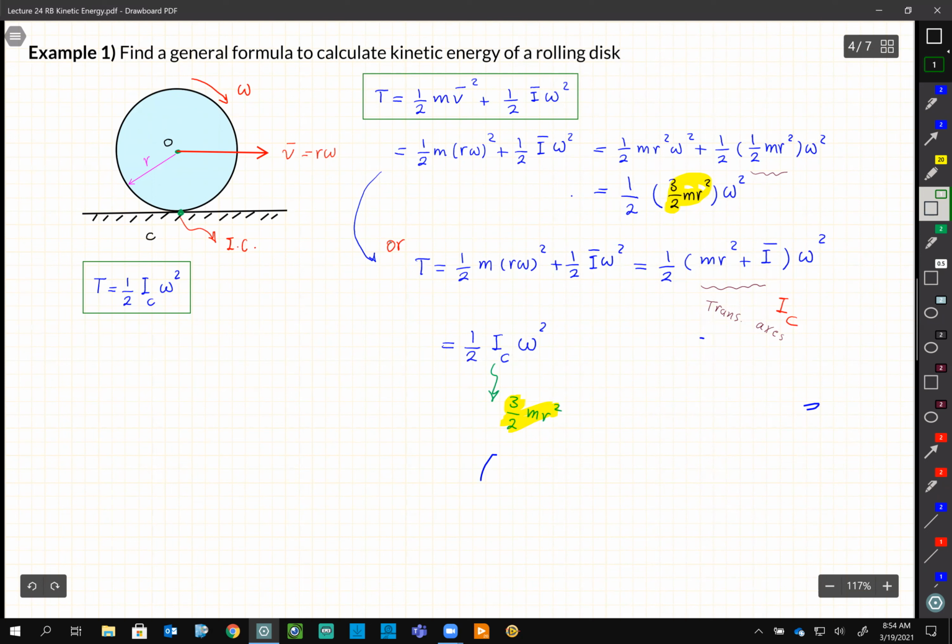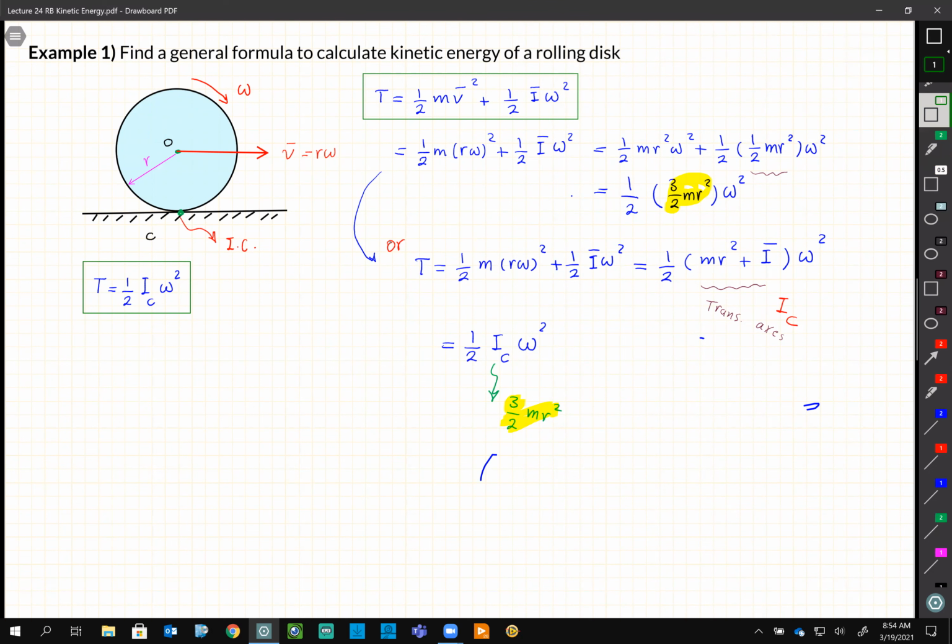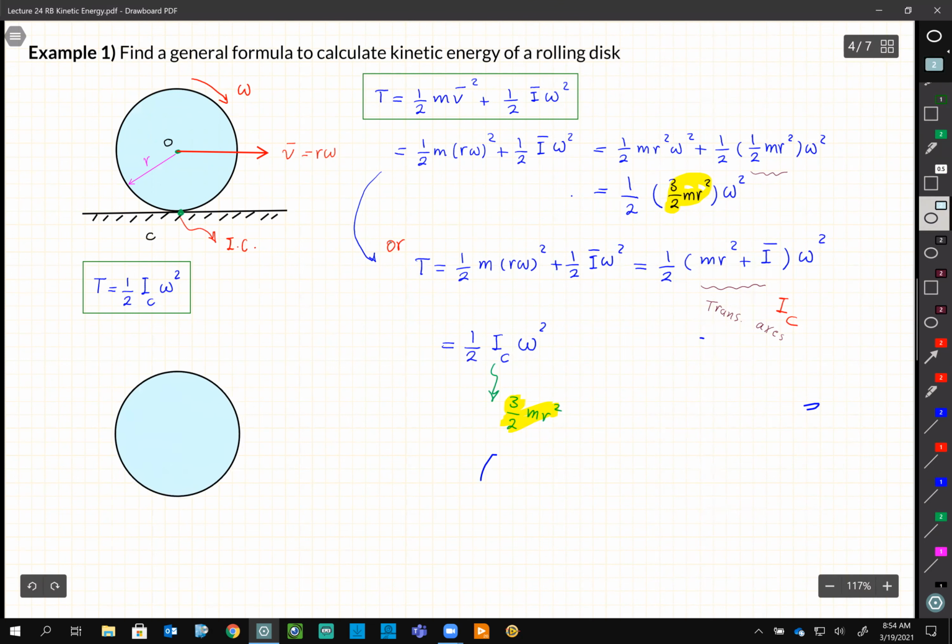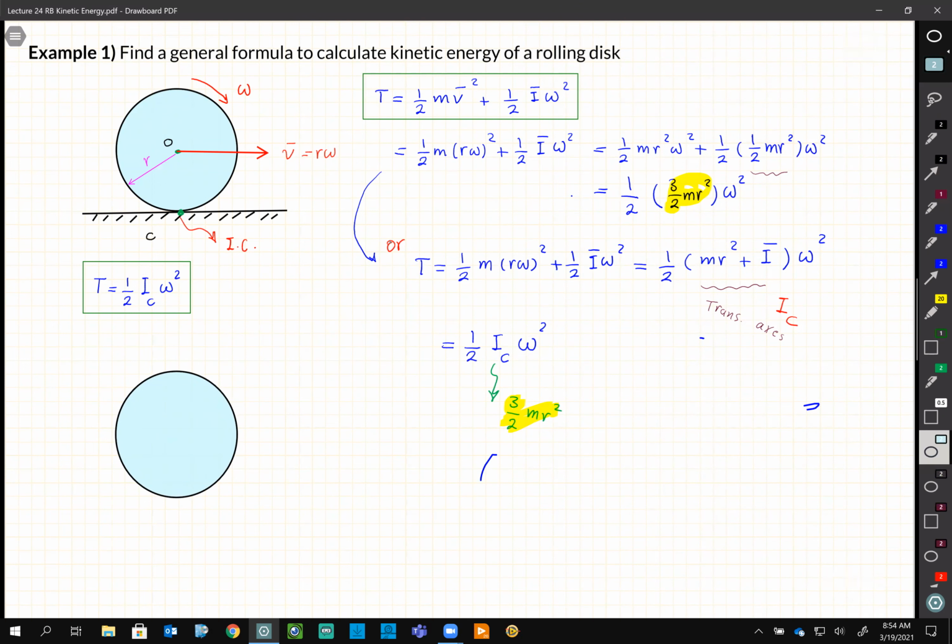And for you guys, we're almost done. Just to do a practice before the next lecture, solve the same problem using, this time, a ring. Let me draw it for you. And then you guys can work on it.